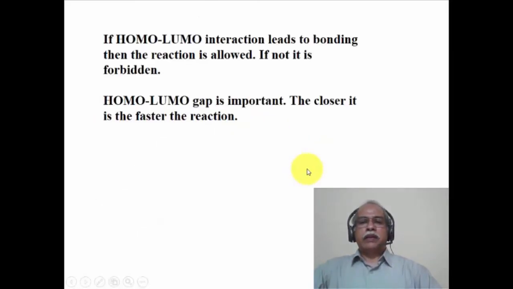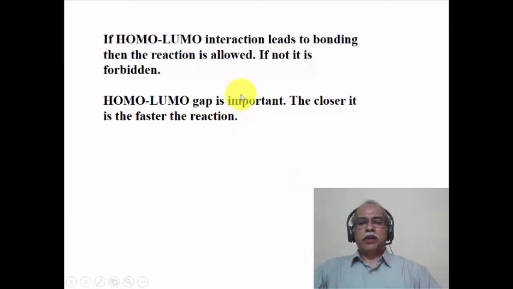If the HOMO-LUMO interaction leads to a bonding type of a situation, then we call that the reaction is allowed. In other words, it is energetically favorable, so it is an allowed process. If the HOMO-LUMO interaction essentially leads to an anti-bonding kind of an interaction, then we would call it forbidden, because the energy of the transition state is going to be much higher than the transition state which goes through the bonding type of an interaction.